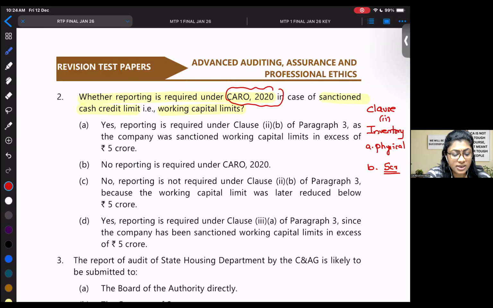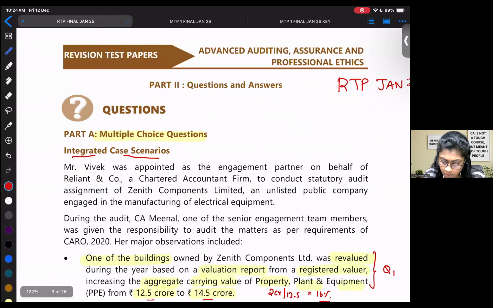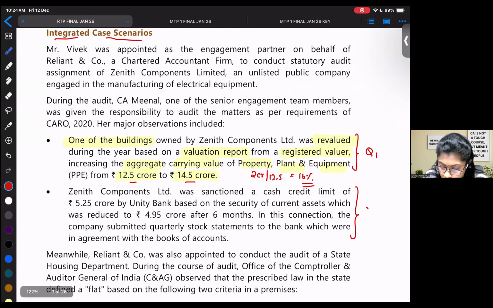Can you go back to the case? Where is this in the case study? Can you read back? Here, this is question number 2. The Zenith Components Limited was sanctioned a credit limit of 5.25 crore, exceeding 5 crore on the basis of current asset, but it was reduced to 4.95 crores after 6 months. In this connection, the company submitted quarterly stock statements to the bank, which are in agreement with books.